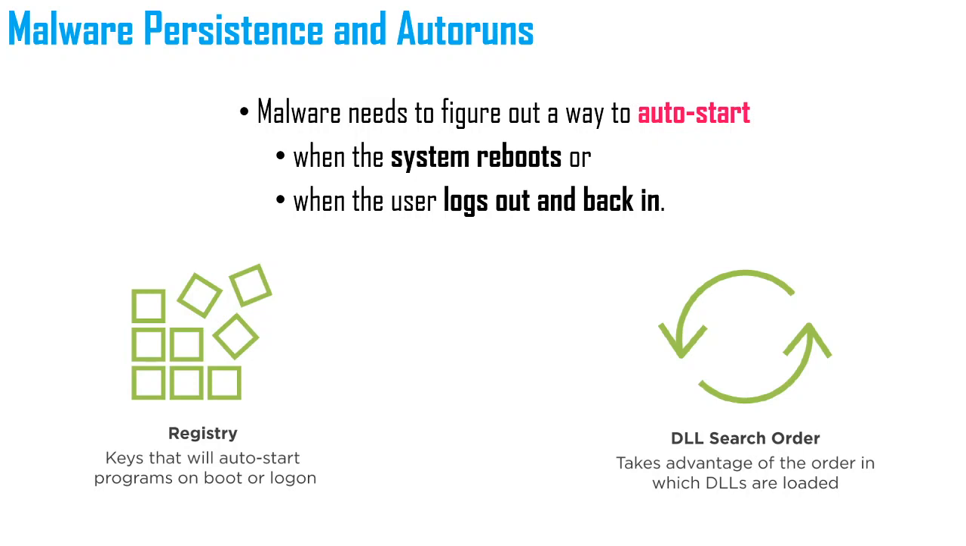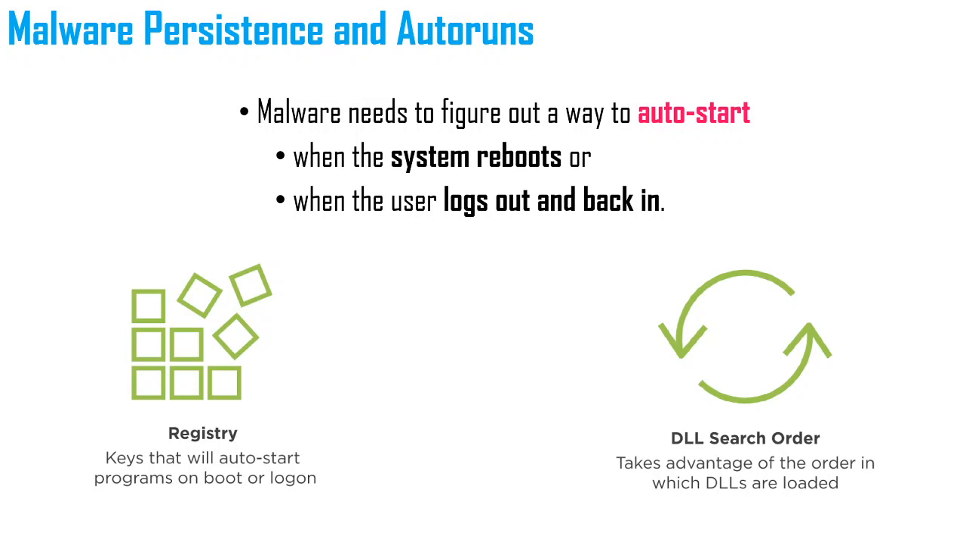For this, the malware has to do something in the operating system to maintain this persistent behavior. Usually a malware author considers two kinds of techniques for this persistence or autorun behavior. The first one is the registry. The malware author creates the malware in such a way that it will drop registry keys, or modify registry keys, that will auto start the programs on every boot or every logon. So this is the first thing.